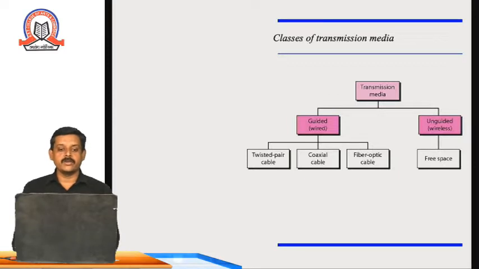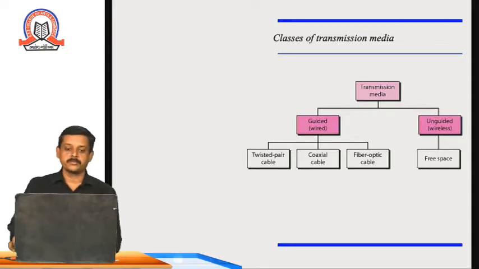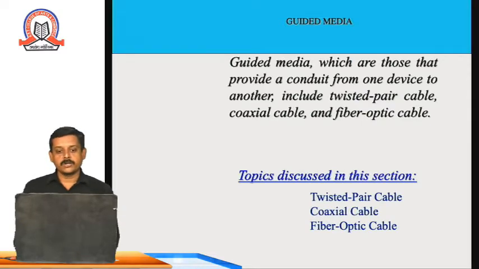So in guided media we have twisted pair cable, coaxial cable as well as fiber optic cables. Then unguided media is nothing but a wireless media network, and in this we are using free space. Now let's talk about guided media. Guided media are those that provide a conduit from one device to another, including twisted pair cable, coaxial cable and fiber optic cables. In this session we are going to discuss twisted pair cable, coaxial cable and fiber optic cable. After that we will discuss the wireless medium.